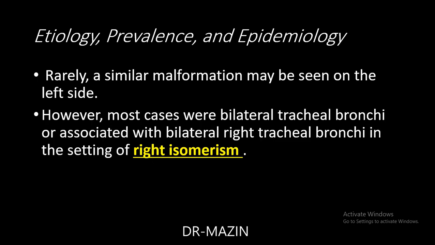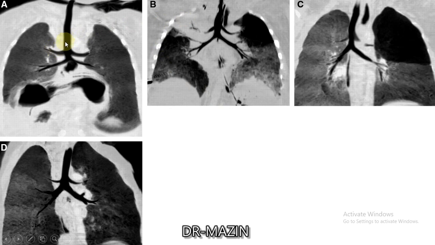There are others, very rare. You may find a bilateral tracheal bronchus, or it may be associated with a bilateral right tracheal bronchus in the setting of the right being asymptomatic, and this will be talked about in another video. This is a rare malformation during rotation of the lung, and you can see here, this is the trachea, and this is a bilateral tracheal anomaly.